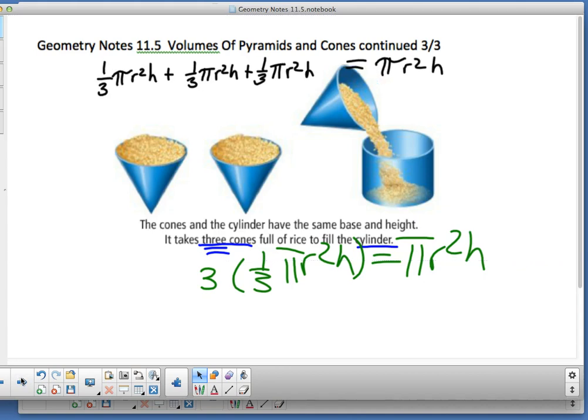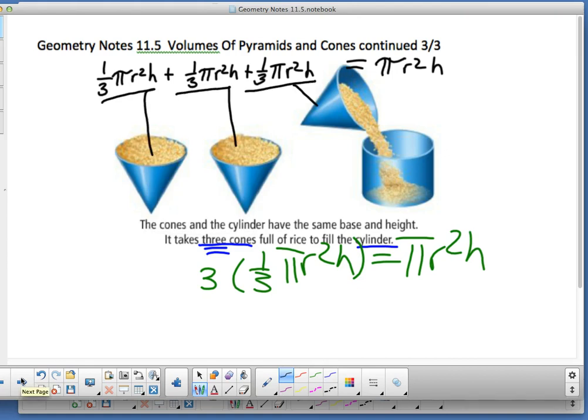This is 1/3 pi r squared h. 3 times 1/3 becomes pi r squared h all by itself. 3 over 3 is just 1. I need you to see the visual. If I took 3 cones that have the same dimensions as the cylinder, radius and height, the cones are each 1/3 the size of it. So you know that as we go through.